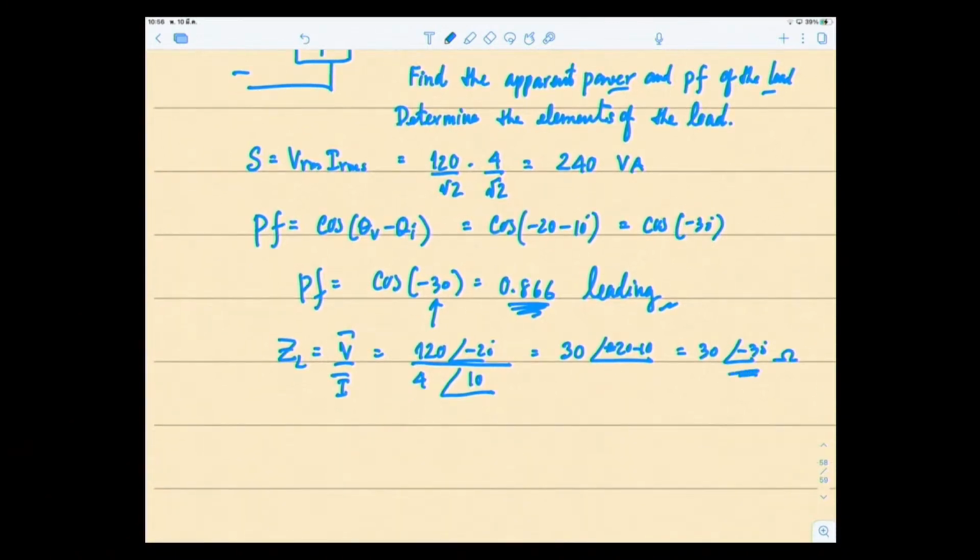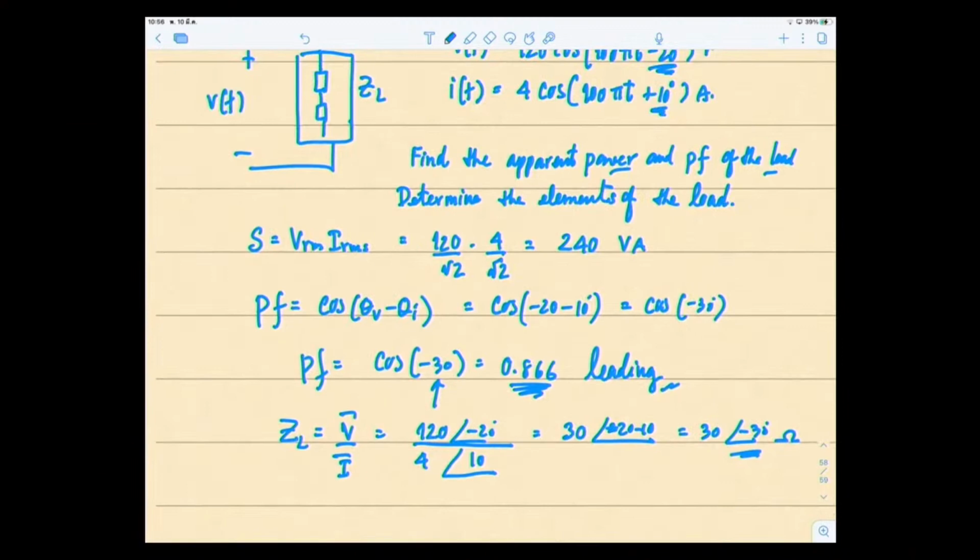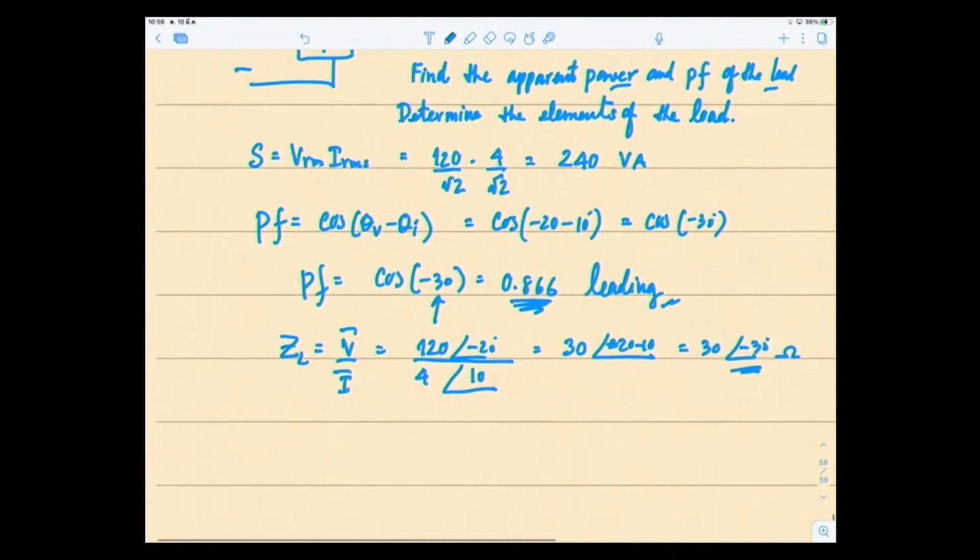In polar form, it still doesn't give you any idea what type of elements are connected in series. To do that, you have to convert this back into rectangular form. Using your calculator, you find that your ZL converted from 30 angle minus 30 degrees turns out to be 25.98 minus j15 ohms.